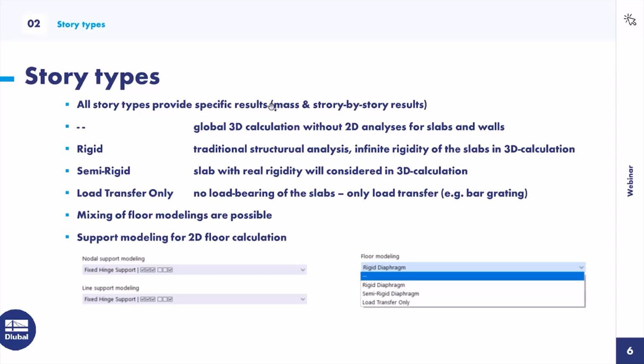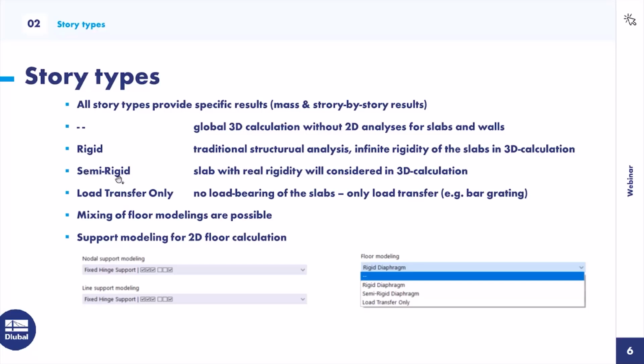Okay, then we have the next type, the rigid diaphragm. It's for, I would say, traditional structural analysis or calculations, where 3D effects are not considered. Here the slabs get infinite rigidity in the 3D calculation, and the calculations between walls and slabs are separated, and the results are only an addition of these calculations, I would say.